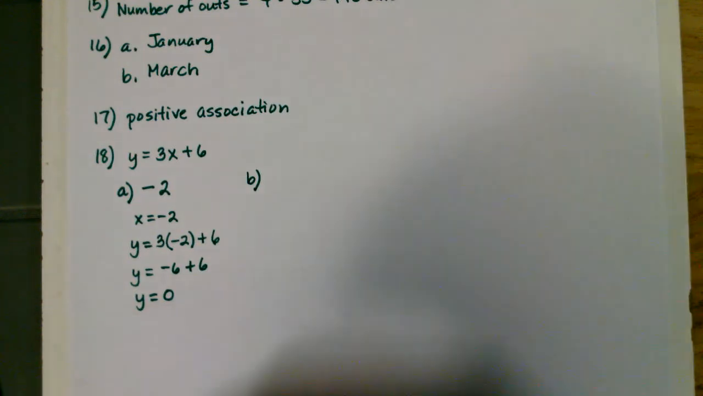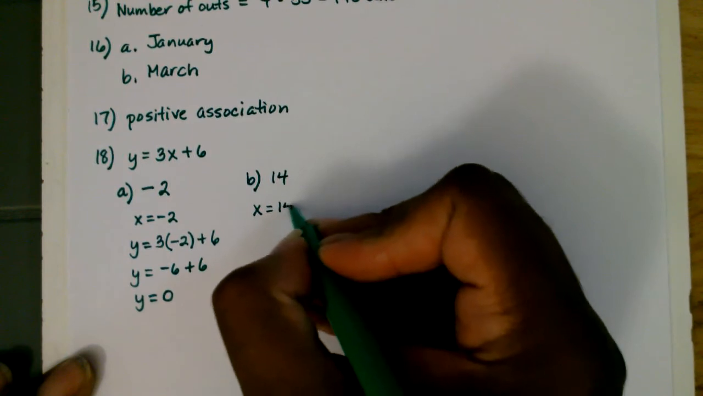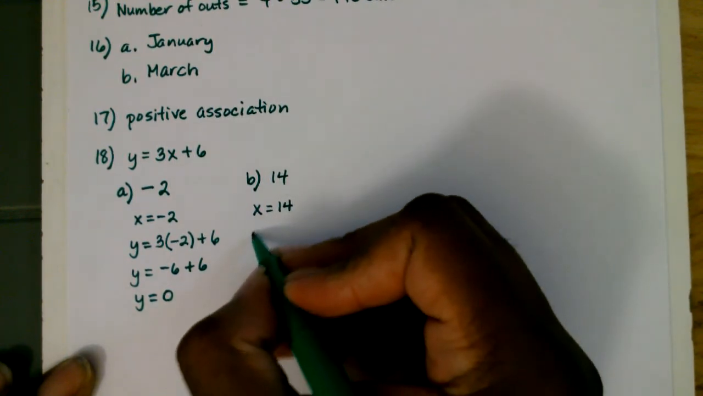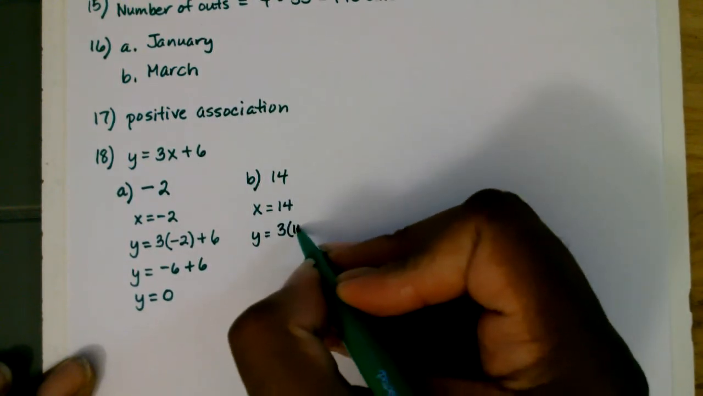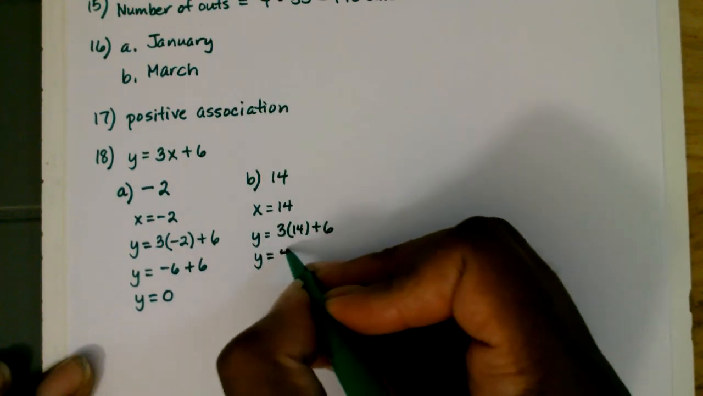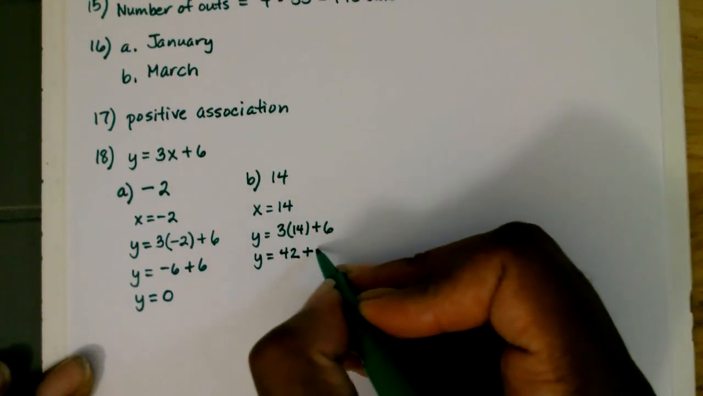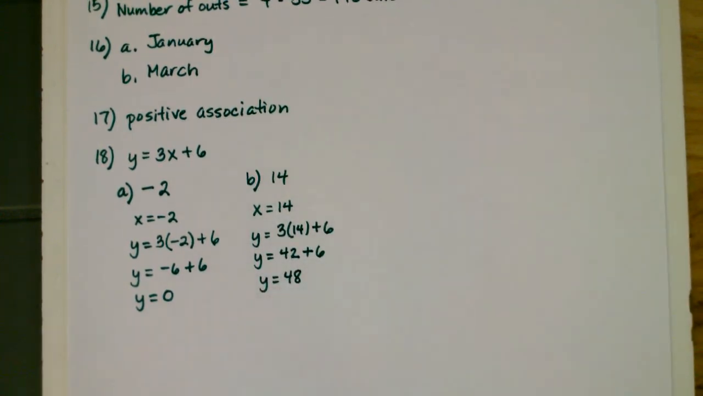And in part B, 14. So that would mean x will be equal to 14. And to find out what y is, again, we just substitute the x with 14. So it'd be 3 times 14 plus 6. And 3 times 14 would be 42. 42 plus 6 would be 48. So at x equals 14, I would expect to obtain a y value of 48.